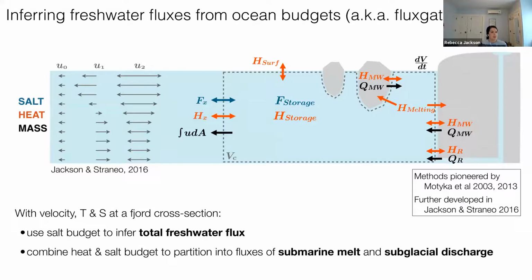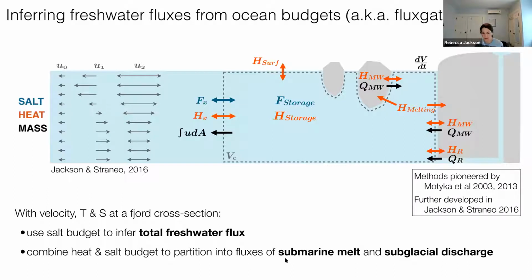Okay, so the gist of this is that we can infer freshwater fluxes from ocean budgets. This is sometimes called the fluxgate method. It's a method that was first developed by Rowan Moedica in a few papers, and then further developed in this paper from 2016. The basic idea is that if you have velocity, temperature, and salinity measurements at some fjord cross section, you can evaluate temperature, salt, heat, and mass budgets for the waters upstream of that section and use that to back out the freshwater fluxes. A salt budget for this control volume is used to infer the total freshwater flux. And then by combining the heat and salt budgets, you can partition that into submarine melt and subglacial discharge.